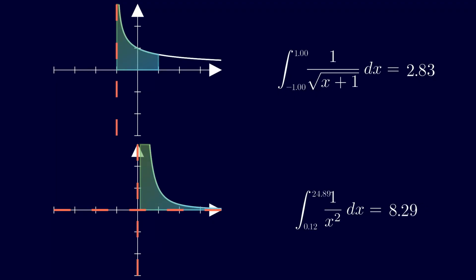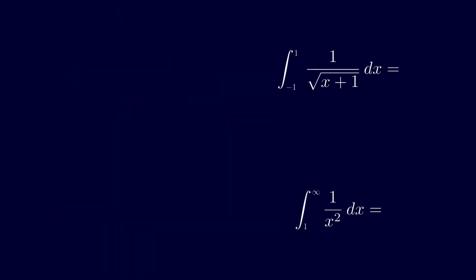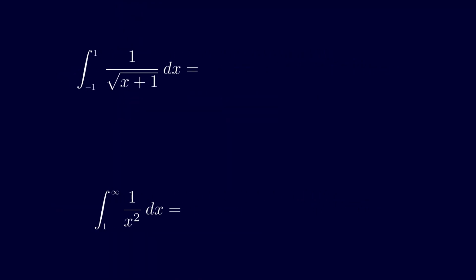Take 1 over x squared as an example. If you integrate it from 1 to infinity, it actually has a value. We also call those kinds of integrals improper. Now, as fun as it is drawing graphs and shading them all day, we might actually want to find those values, and whether they converge on paper.